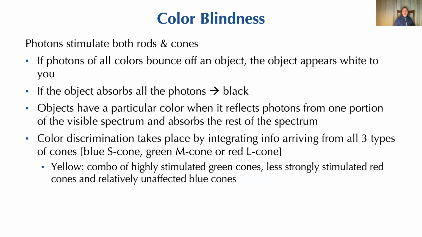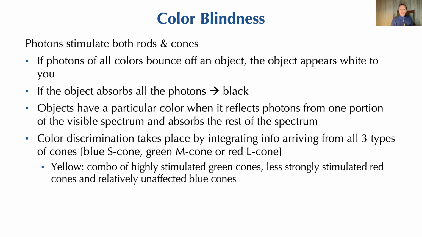Photons will stimulate both rods and cones, okay? When light comes in the eye, if it is completely absorbed, if all the photons are absorbed, then you see the color black, all right? If they're all reflected, you see white. But when we only absorb color in a particular range, you see the spectrum of that color. So if everything is being absorbed within the blue S cone range, you'll see blue.